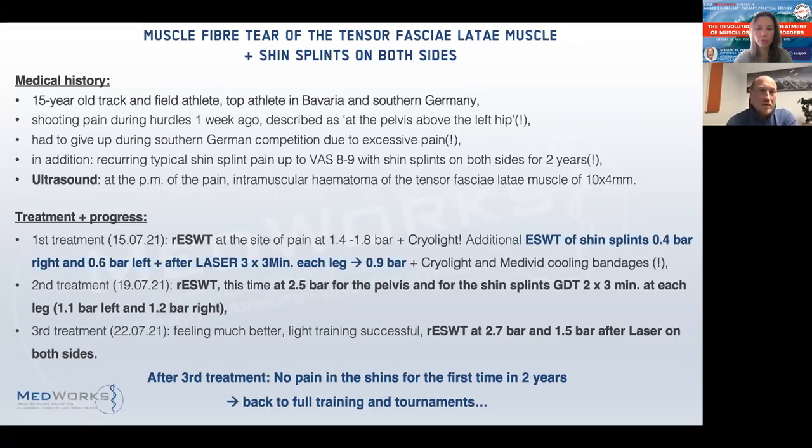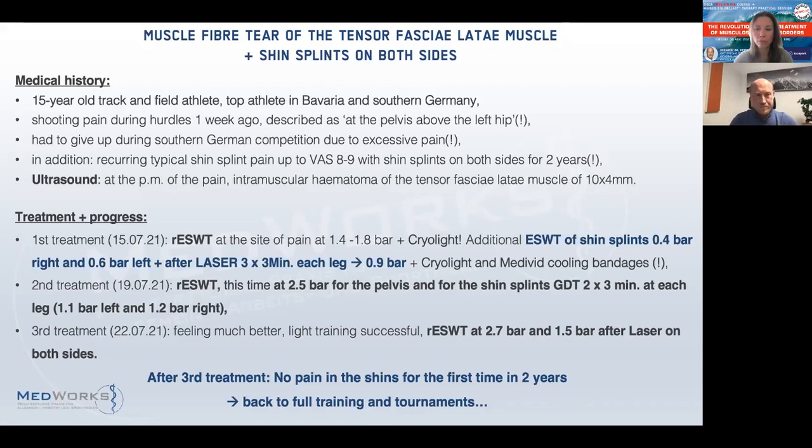acute. The shin splints he had for 2 years, and he had to stop some competitions over the last 2 years because of the shin splints, and now he had to stop for a very important competition. It was the Southern German competition with all the best in his age. He had to stop because of this muscle fiber tear.